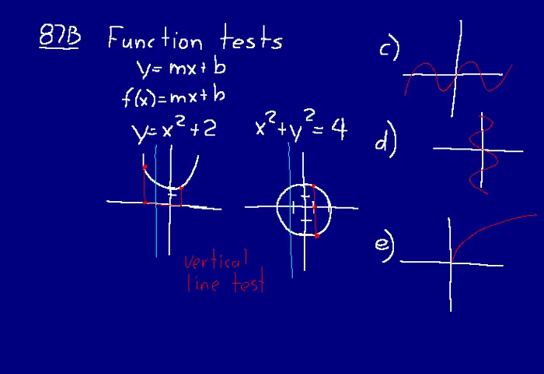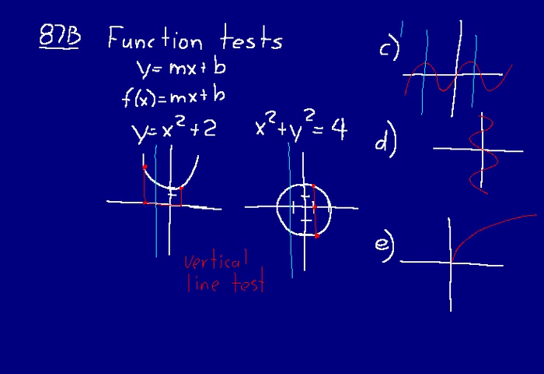So look at practice problems C, D, and E. Use the vertical line test to tell me if those graphs are functions or not. So we're talking about the red lines or curves that I've drawn. Look at C. Just do the vertical line test. Is there anywhere that you can draw a vertical line through that and it passes more than once through that curve? No, there isn't. So that is a function.